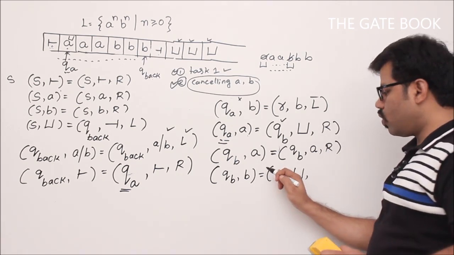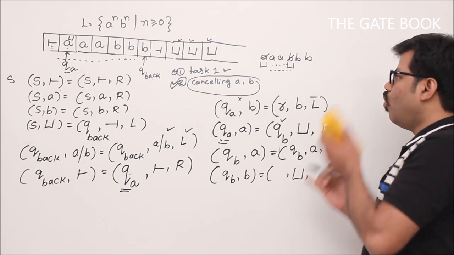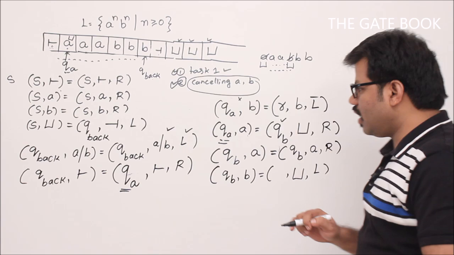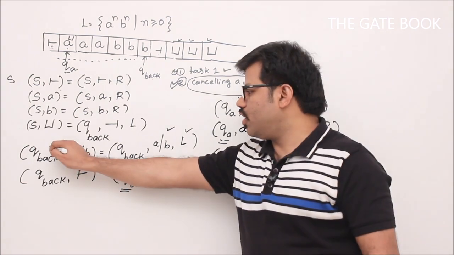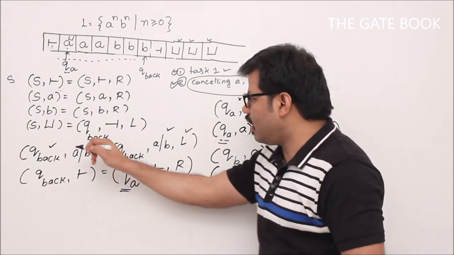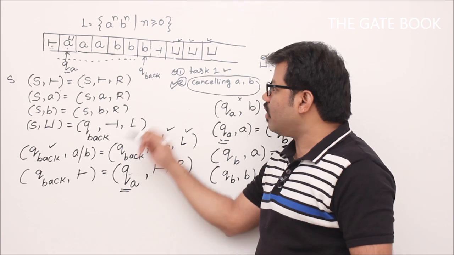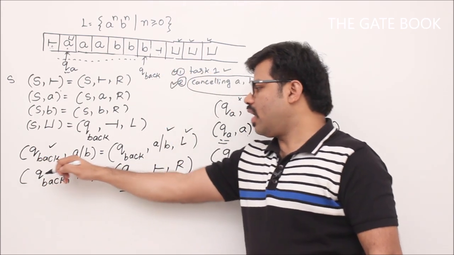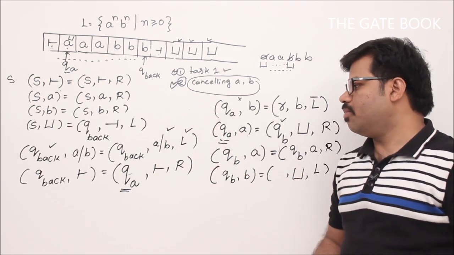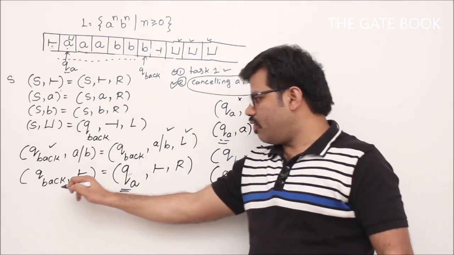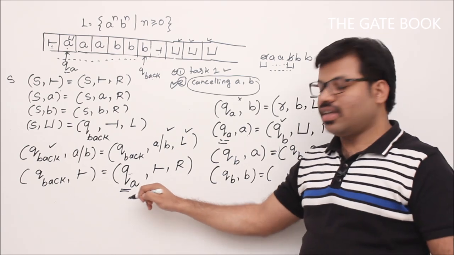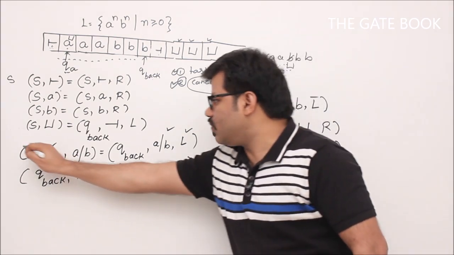For that, I have to go to a behavior that will move me to the left side, okay? So we'll see that at this moment, left. Now you see, we have a friend called QBack. Do you remember what he was doing? When you hand control to QBack, he was simply moving us left side. On anything, A or B, he simply goes to the left side and keeps the symbol the same, correct? Whenever he sees the leftmost symbol, then he will come to the QA state, which is nothing but the cancelling A state.